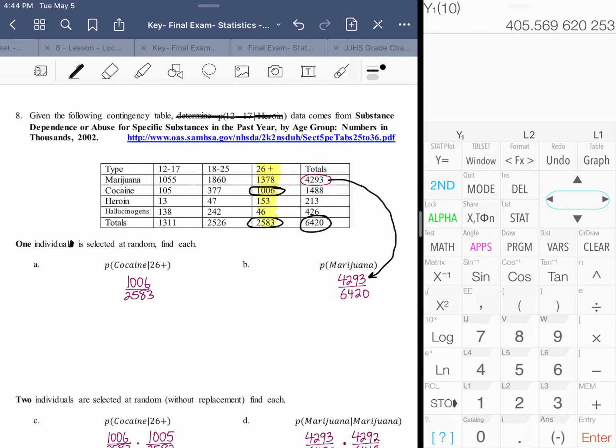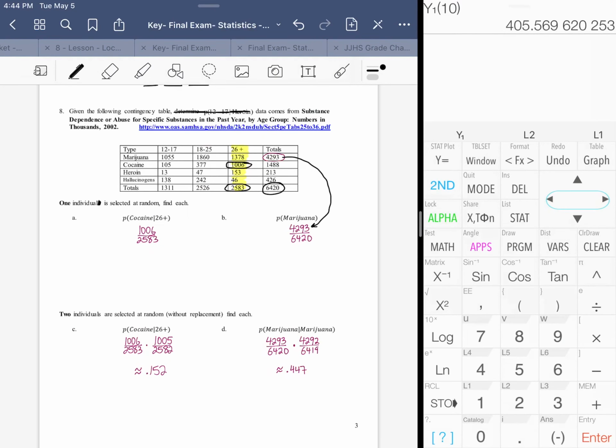Probability of being a marijuana user, just in general, that's a little easier, because all we're doing is taking the total number of individuals who use marijuana and dividing it by the total number of individuals in the study. So then the next part is 2 individuals are selected at random without replacement, find each.